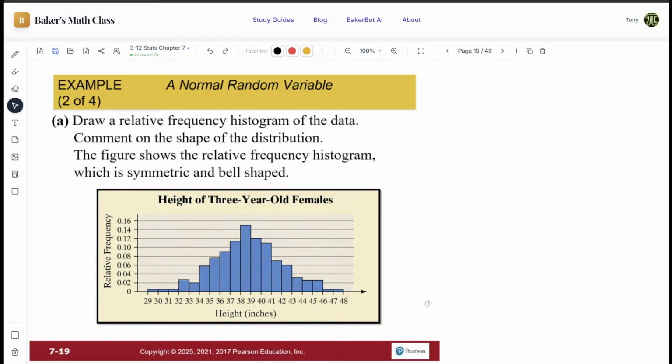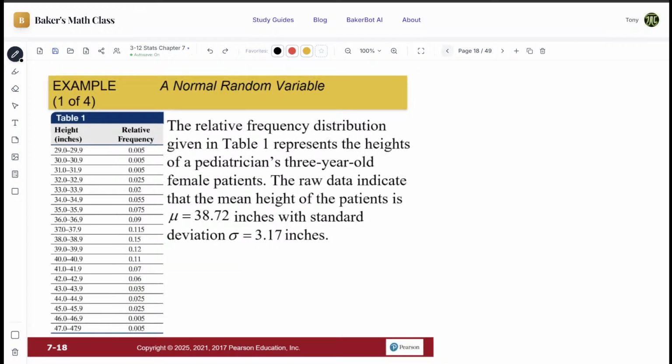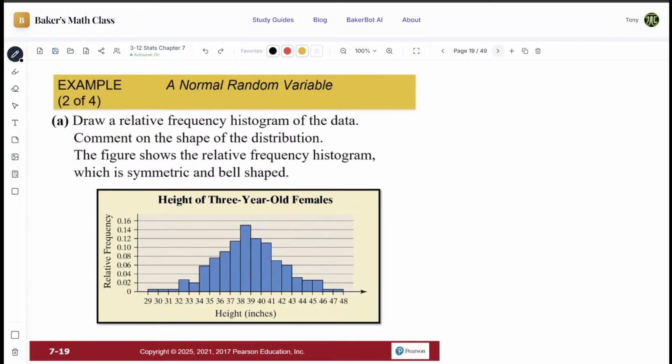So our mean was, what did they say, 38.72? And that's right in the middle of there with the 38. Sounds about right. And then our spread, or our standard deviation, was 3.17. So it's basically got that.